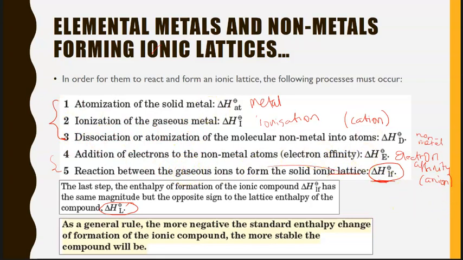So we need to be considering which ones are endo and which ones are exo, and know what we're talking about for each one as we go. This formation of the solid lattice needs to be sufficiently exothermic to make up for those endothermic processes, okay? Because if it wasn't sufficient for that, we wouldn't get lattices that form naturally, okay? So let's have a look at what this looks like.